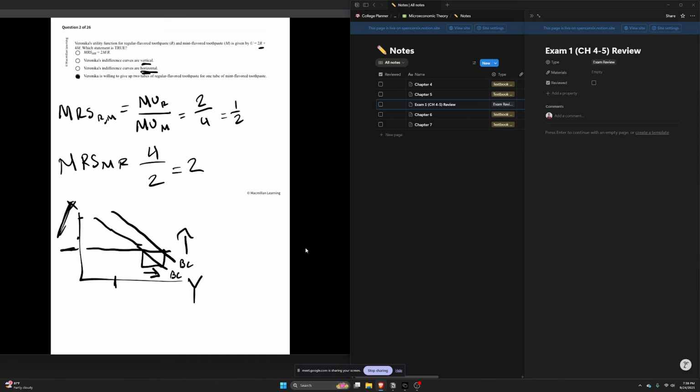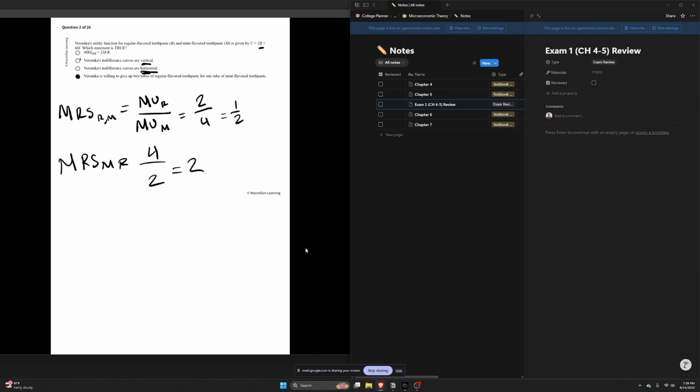So we know that the curve is not horizontal or vertical, which takes out those two answers. So not that, not that, not that. And that only leaves one, but I'll still explain this one.